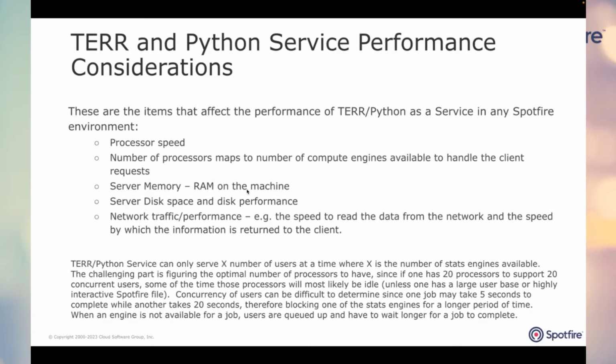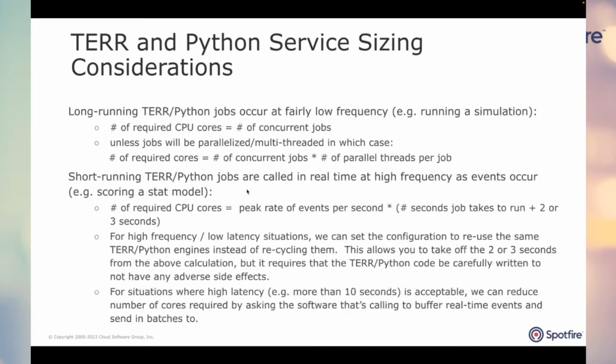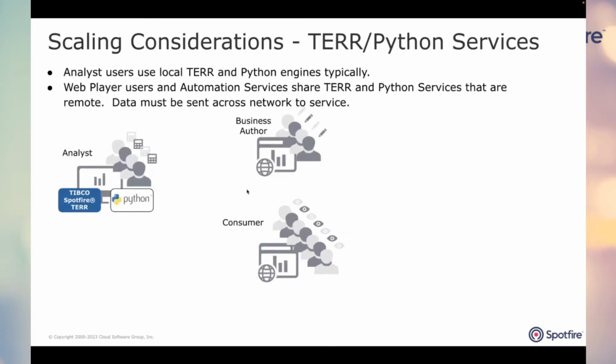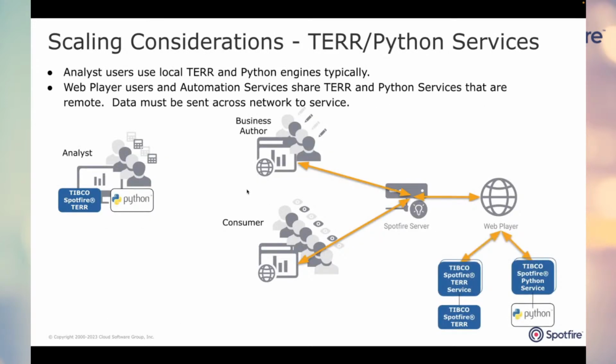So, performance considerations: processor speed, number of processors, server memory, and network traffic performance is also important. When you create a Python or R script or a data function, only send the data you need across the network. Don't send all the data if it's not needed. Only send a couple of columns that are needed, or whatever you can reduce, because that is going across the network to the nodes, the R and Python nodes.